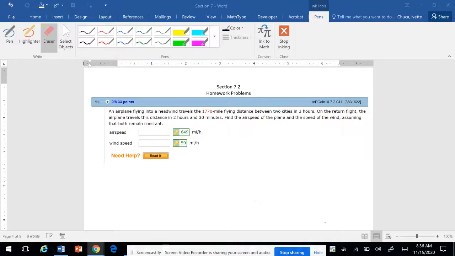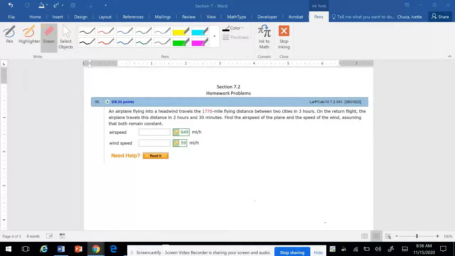This video will go over section 7.2 homework problems. The first one's number 11. An airplane flying into a headwind travels 1,700-mile flying distance between two cities in 3 hours. On the return flight, the airplane travels this distance in 2 hours and 30 minutes. Find the airspeed of the plane and the speed of the wind, assuming that both remain constant.